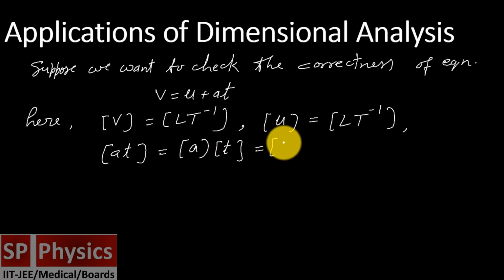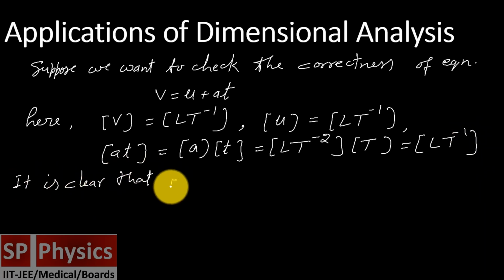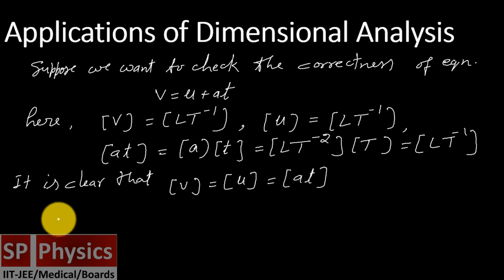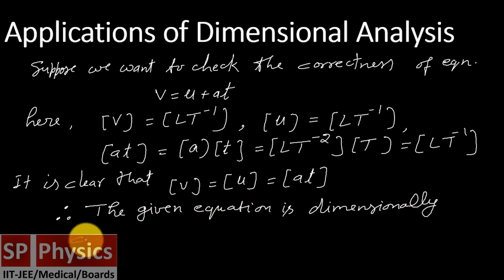The dimensional formula of acceleration a is LT^-2 and the dimensional formula of time t is equal to capital T. It will be equal to LT^-1. Here it is clear that the dimensional formula of v is equal to the dimensional formula of u, which is equal to the dimensional formula of at. As for an equation to be dimensionally correct, the dimensional formula of each term should be the same. Therefore, the given equation is dimensionally correct.